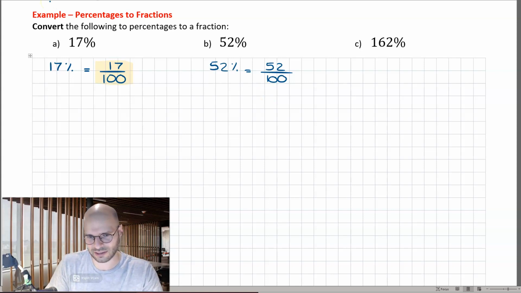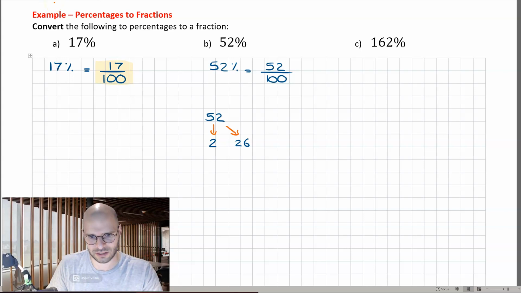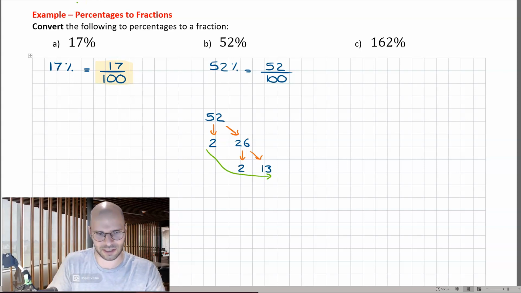To factorize this, let's start off with our numerator, 52. Can we divide that by 2? The answer is yes we can. 52 divided by 2 is going to be 2 on the left, and we're going to get 26 on the right. Now, can we divide 26 by 2? Yes, we can. We're going to get 2 on the left, 13 on the right. And what we discover is that our prime factors are on the left-hand side of the tree.